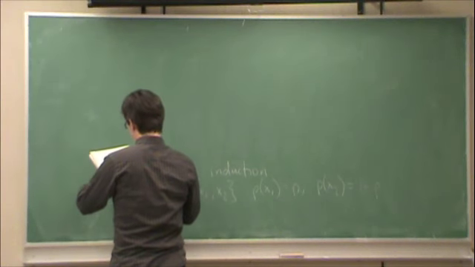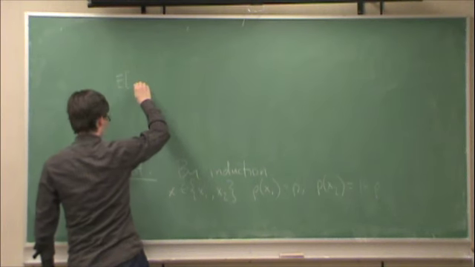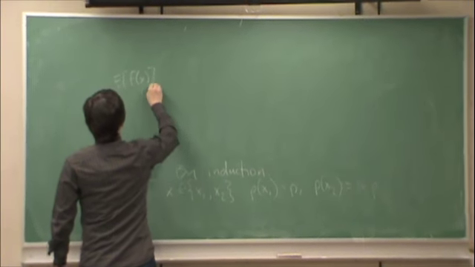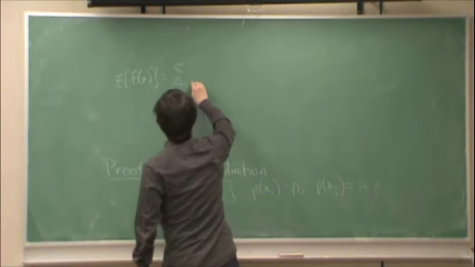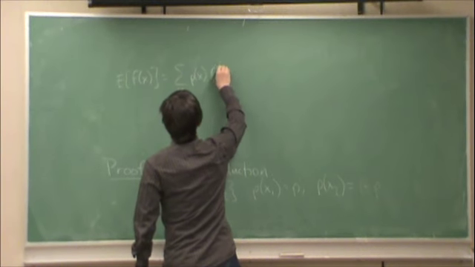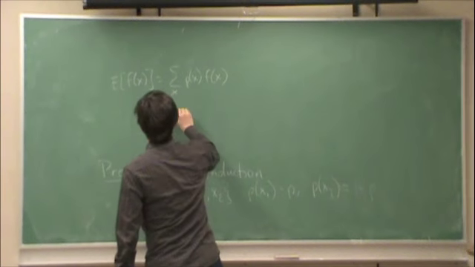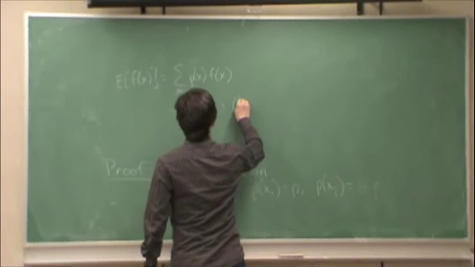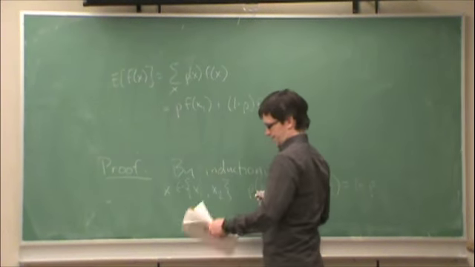Okay, so the expected value of f of x is equal to the sum over all possible values of x of the probability of x times f of x. That's just by definition. So this is equal to p f(x1) plus (1 minus p) f(x2).